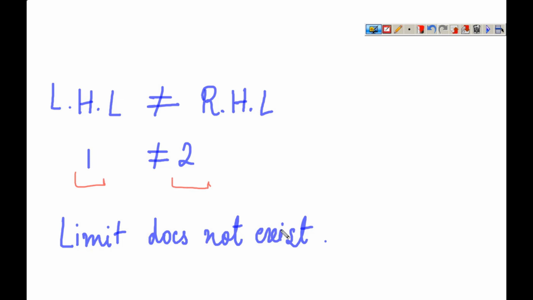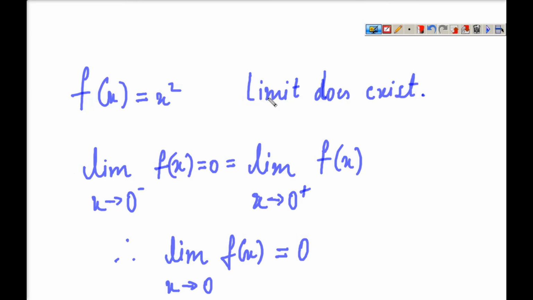So the limit does not exist for this function. But for the previous function, we were getting the same limit whether I was coming from the left hand side or from the right hand side. The expected value of the function was 0. So the limit did exist for that function, and it's written as limit as x tends to 0 of f of x equals 0.